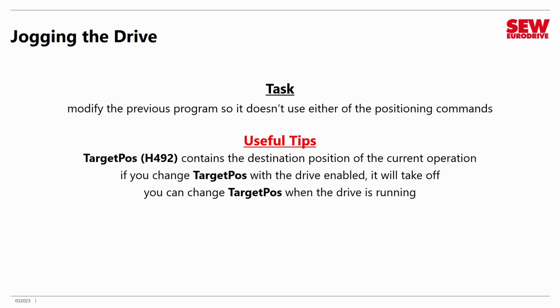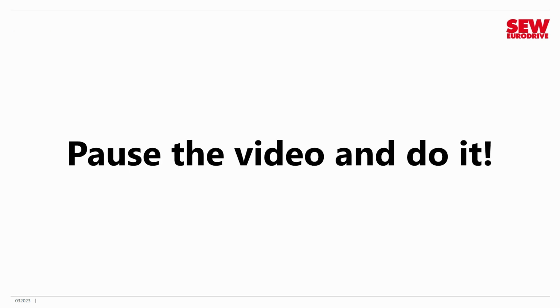First of all, I'm going to point out another system variable, target pos, which is in H492. It contains the destination position of the current operation. In other words, if you call GoRel or GoABS, you will see this variable change. It will have the destination position. But of course, you can change this variable directly. And if you happen to change this variable when the drive is enabled, guess what? It will take off and try to go to that position. And here's another thing to be aware of. You can change that variable when the drive is running. All right, maybe that will spark a few ideas, so go out and give it a try.